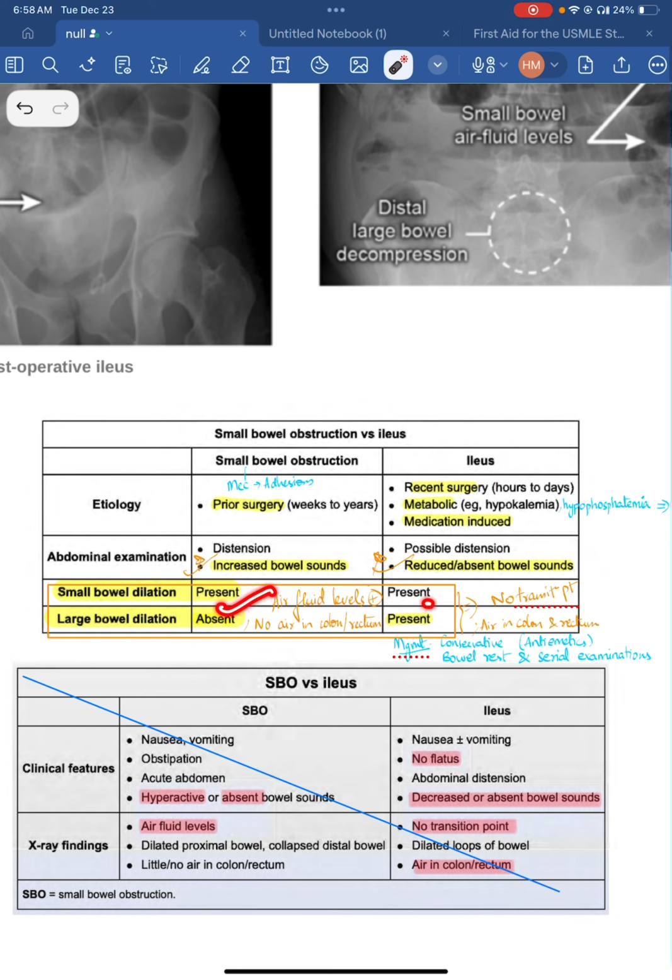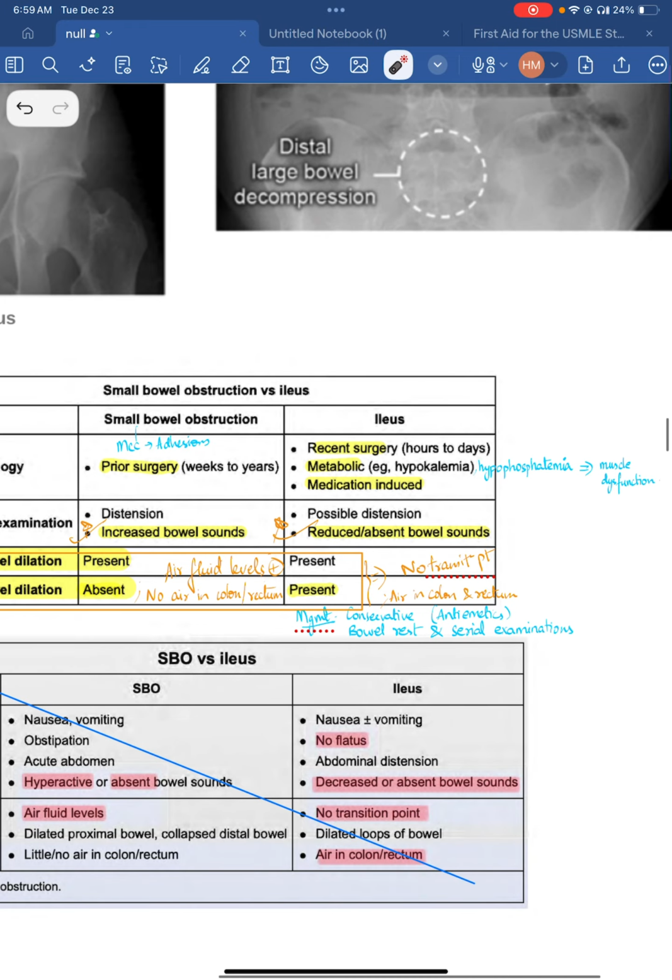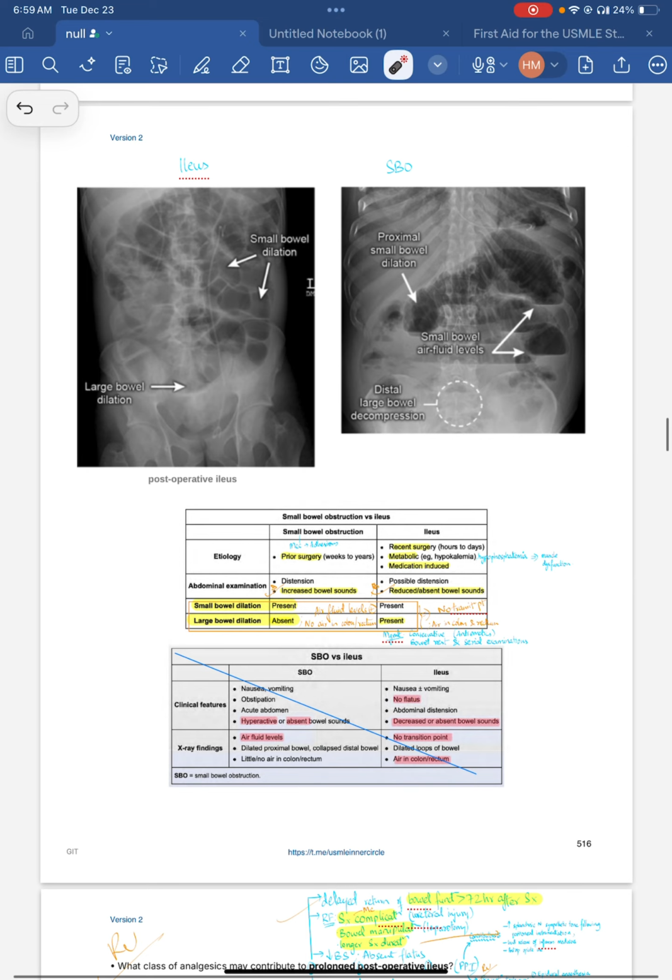Small bowel dilation is present in both of them, whereas there is no large bowel dilation in SBO. In ileus, the large bowel is also dilated. There is no transition point. You have to remember this. What is the management of ileus? Conservative management, bowel rest, and serial examination should be done.